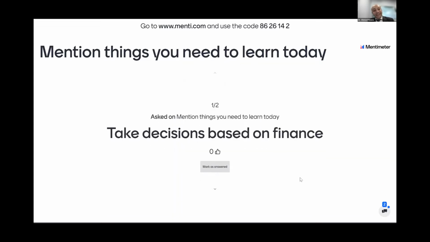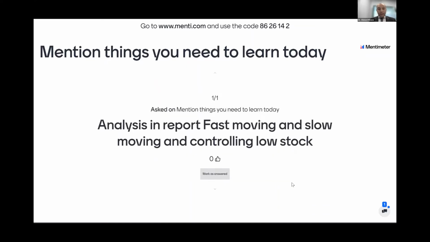Take a decision based on finance. This is a very good question, actually. But in order to be able to take a decision based on finance, you need to learn to read the financial information and make analysis. So in the next session, we will analyze the financial information to help us take decisions. Last question, analysis and report: fast moving and slow moving and controlling loss to cash. This is a very, very good question.